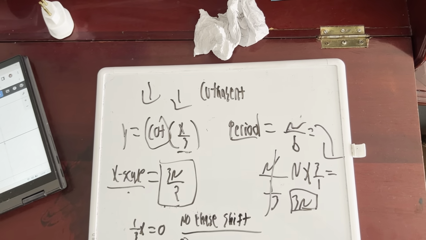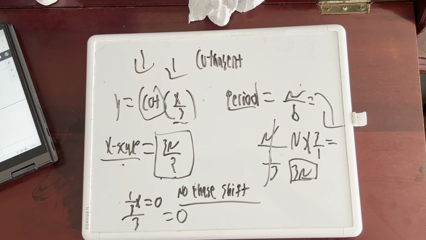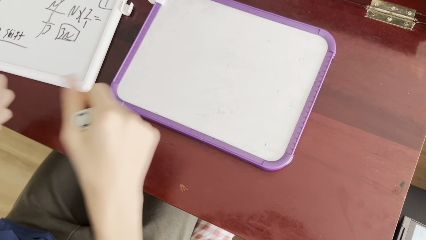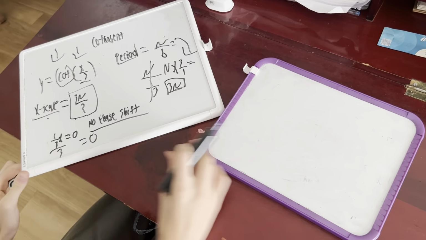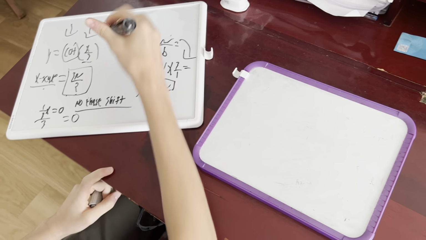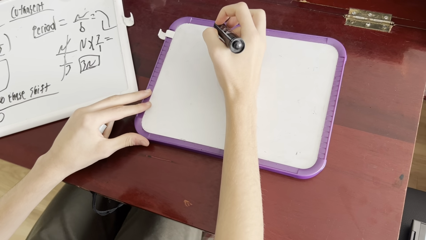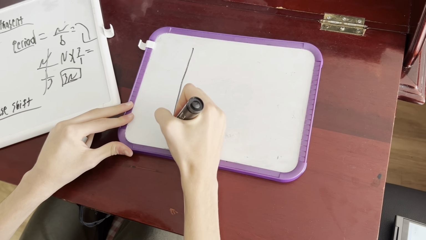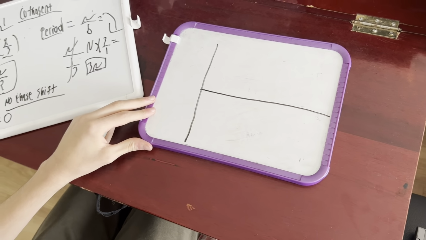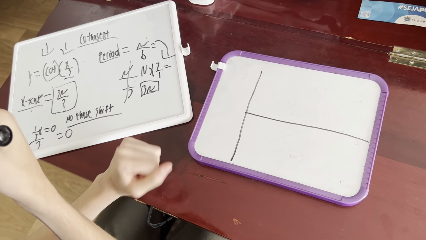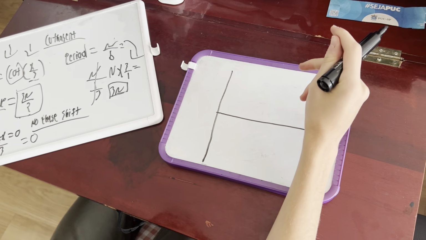We have no phase shift. So, now let's actually graph this. We have our important points, and what you need to remember is the parent graph for cotangent. I don't think we're going to the negative direction, but you could always go in that negative direction. So, we're going to be graphing what we have.